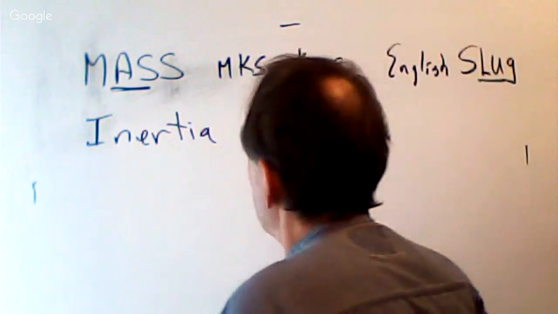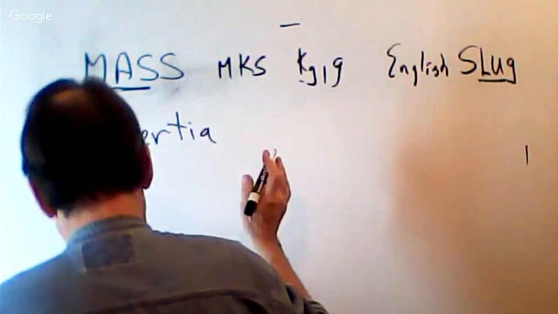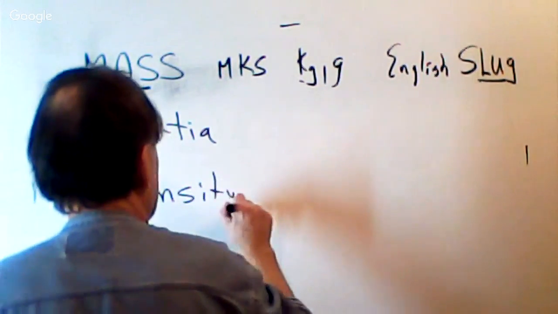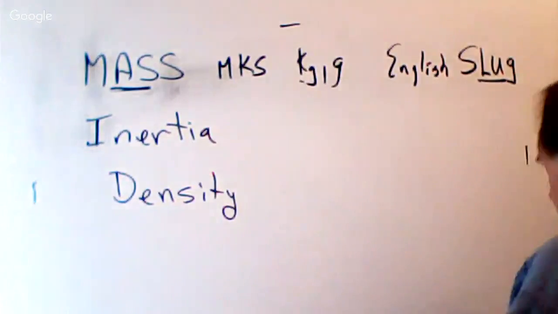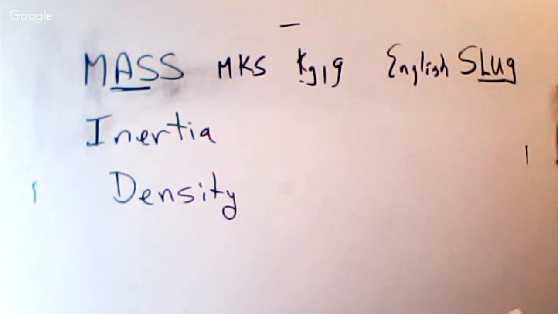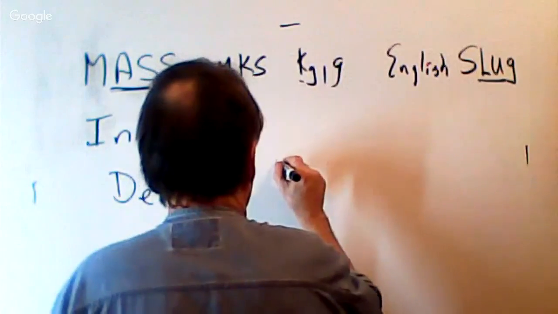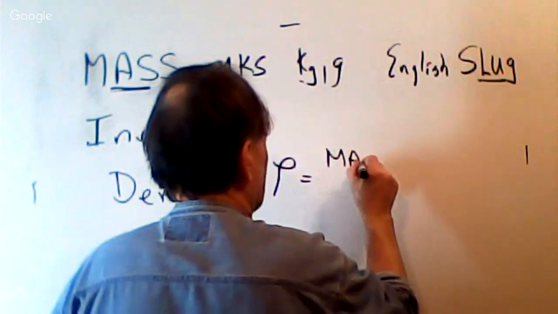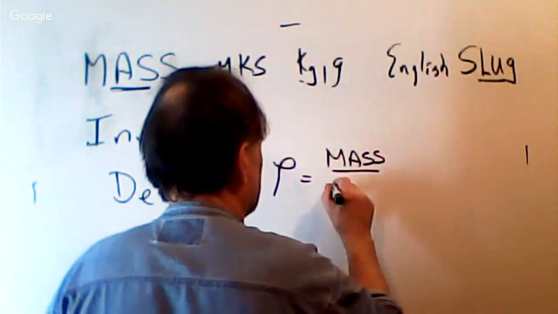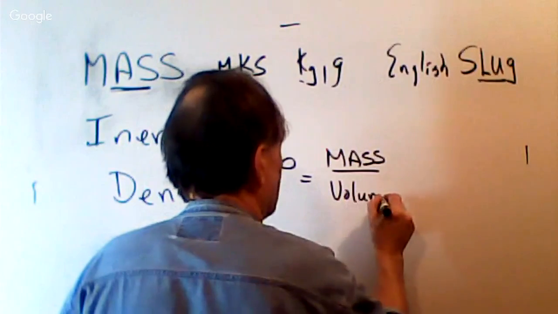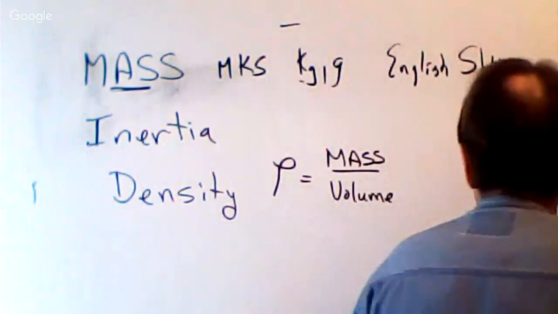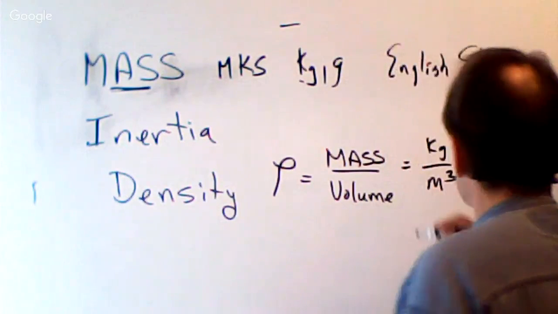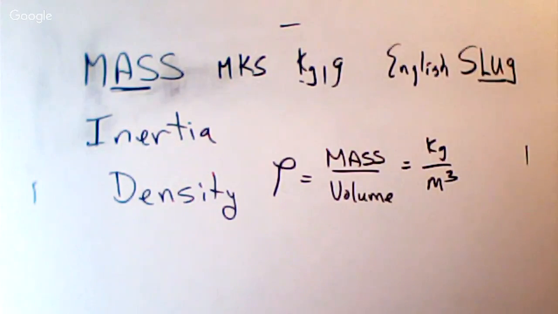Now, the concentration of mass or matter in a given volume, we call it density. The density is a concentration of matter in a given volume, and we generally give it the symbol rho. Rho just happens to be the ratio of the amount of mass to the volume of an object. So the units: mass is kilograms, volume is cubic meters, so kilograms per cubic meter.